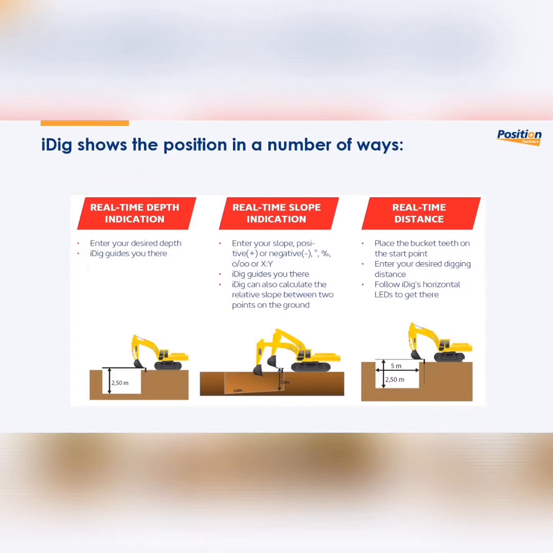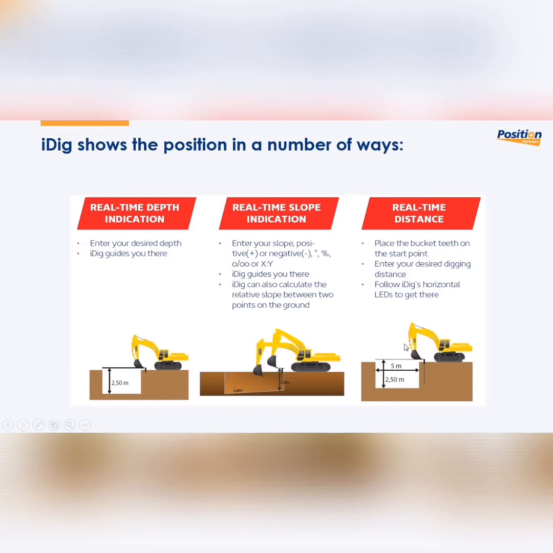The iDig system measures in 3 ways. First, it measures with depth. We have a reference level, and then we define the depth, and then we dig to the depth. Second, we have slope indication. We can set the slope to how many percent we want. We can define it in ratio or percentage or degree, and then we bench the system at a reference point, and then start from that point down, and from that point we go further with the gradient.